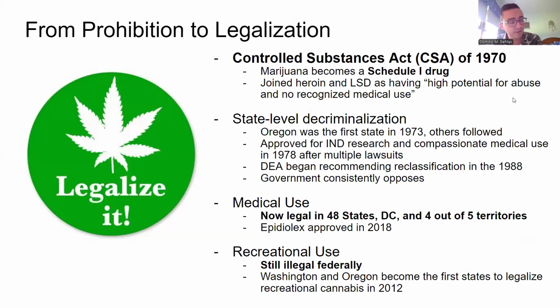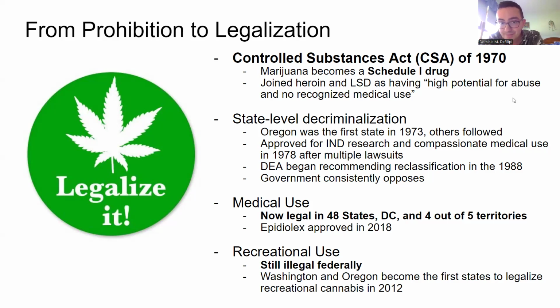So let's talk about, in the next part of the lecture, from prohibition to legalization. Cannabis has officially been illegal federally in the United States since the Controlled Substances Act, or CSA, of 1970. It was first made illegal in the 1930s, but that was quite frequently challenged. It didn't really get a set-in-stone ranking as a Schedule I drug until the CSA was passed in 1970. And when that Act was passed, it became a Schedule I drug, joining heroin and LSD, having a high potential for abuse and no recognized medical use.